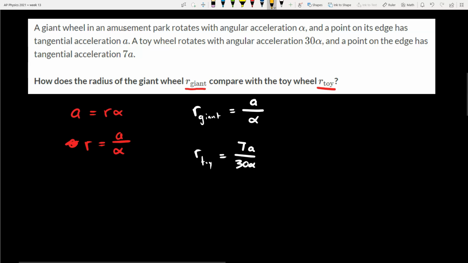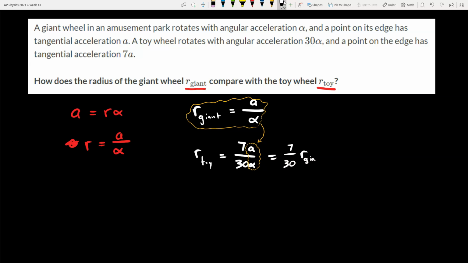Now, one thing you can kind of notice, this a over alpha right there, that is this term, right? So let's substitute that term in, and we can get 7 over 30 radius of the giant one, right? So now I know, just kind of, let's rewrite this a little bit. Radius of the toy is equal to 7 over 30 radius of the giant.